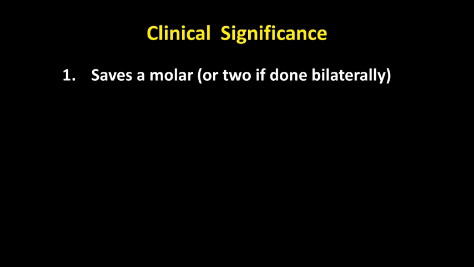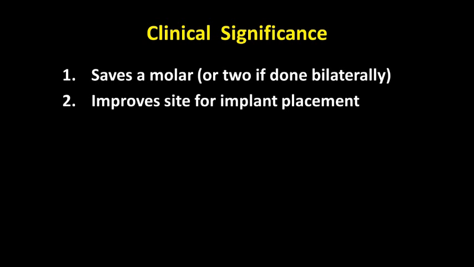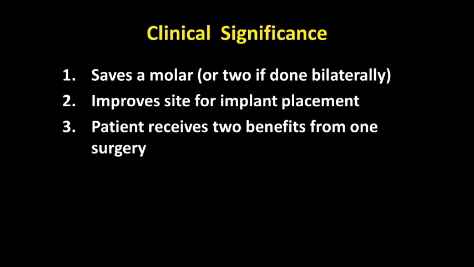What is the clinical significance? First of all, this saves a molar or two if it is done bilaterally. Number two, it improves the site for implant placement on the mesial of the tooth to be uprighted. And number three, the patient receives two benefits from one surgery, that being the corticotomy cut plus the site enhancement on the mesial. And this is both cost effective and time effective for the patient.